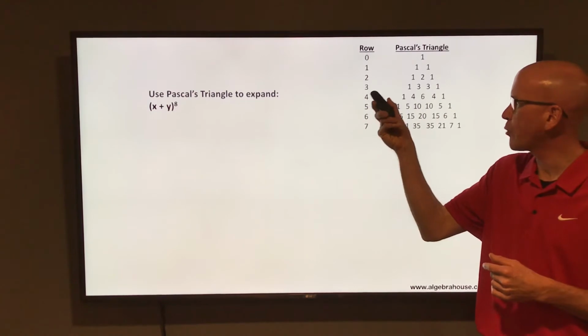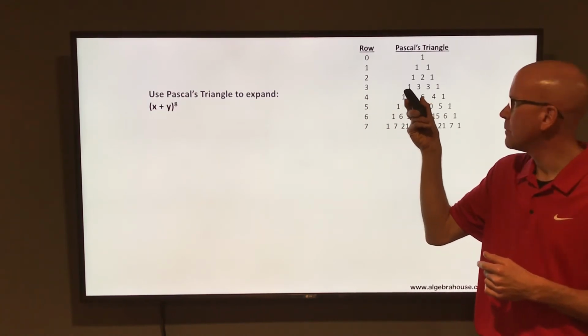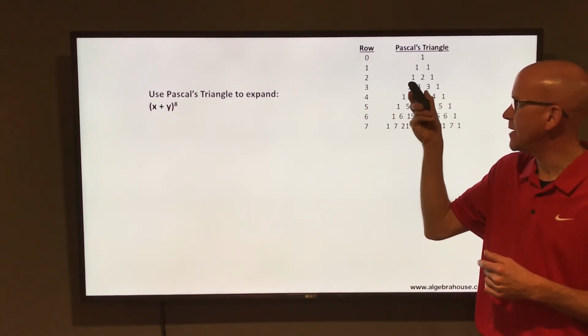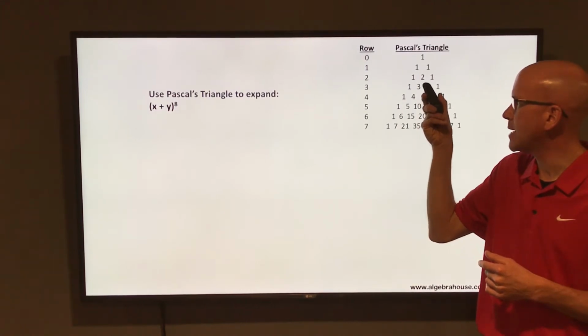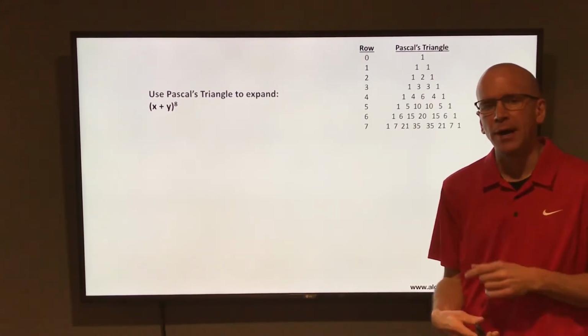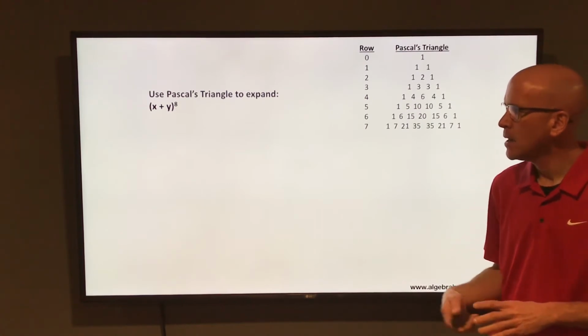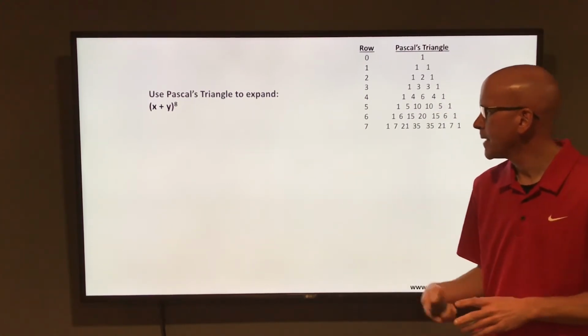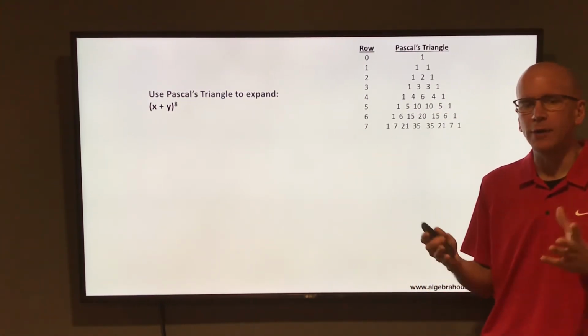For that row 3, where we're taking it to the 3rd power, put a 1 on each end of the triangle, and then you add the numbers above. 1 and 2 make 3, 2 and 1 make 3. So you might want to practice making that triangle on your own. We're going to expand this to the 8th power. Notice we only have row 7, but we can create row 8.